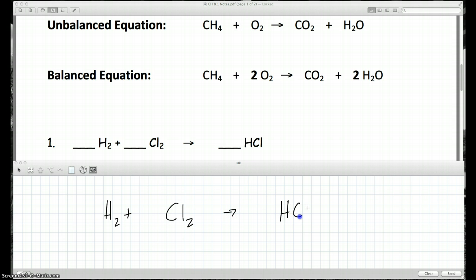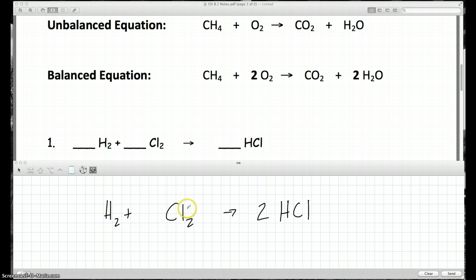That's not too bad. So I have 2 H's here on the left side of the arrow. I've only got one H on the right side of the arrow. So what I'm going to do is put a 2 out in front of this. So now I have 2 H's and 2 H's. We're done with the H's.